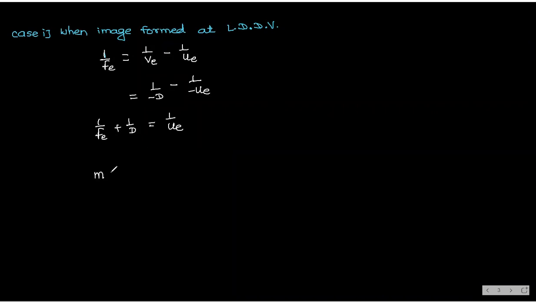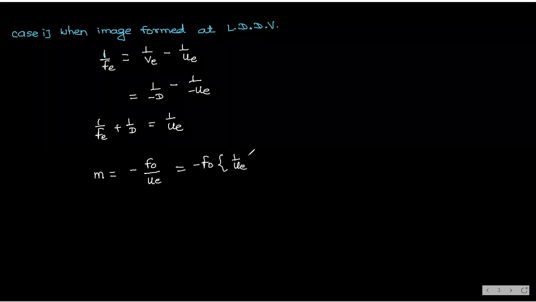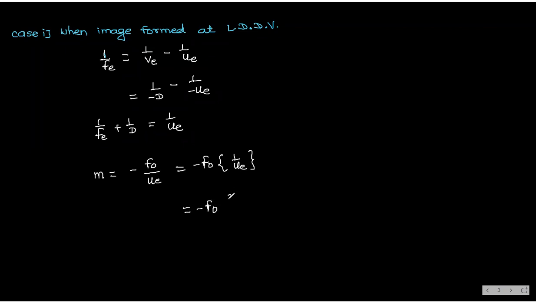So what is the original formula? M is equal to minus F naught divided by UE. Let's substitute this 1 by UE value. So minus F naught into 1 by UE, and therefore minus F naught into bracket 1 by Fe plus 1 by D. This is the magnifying power when the image is forming at the least distance of distinct vision.